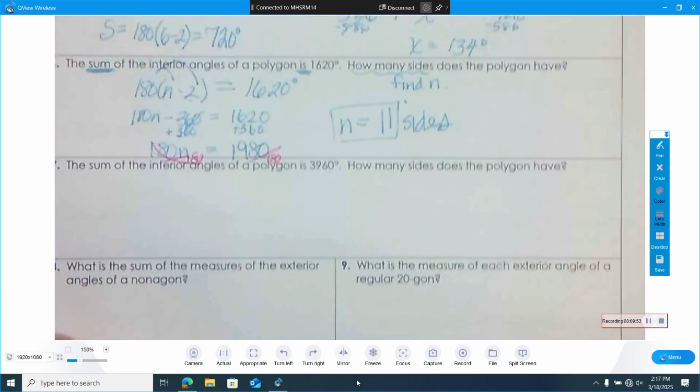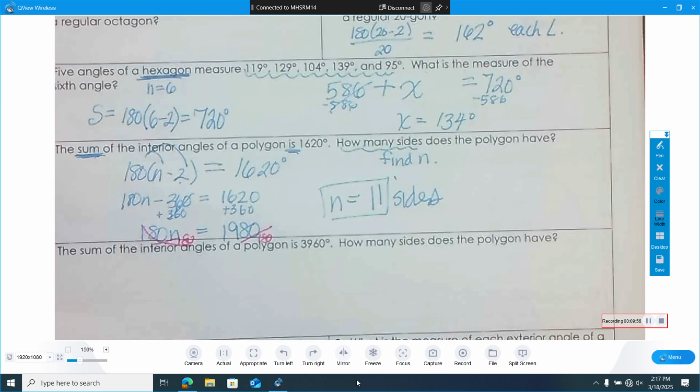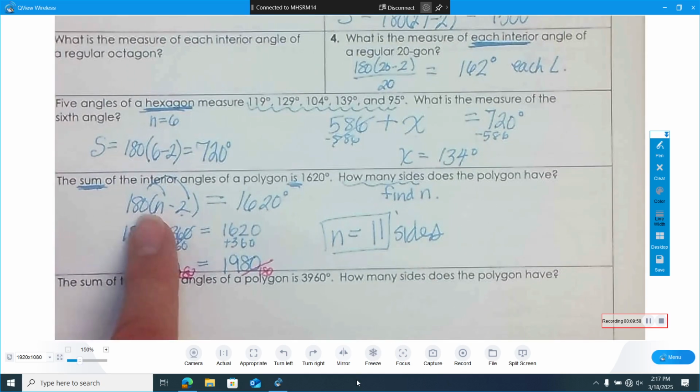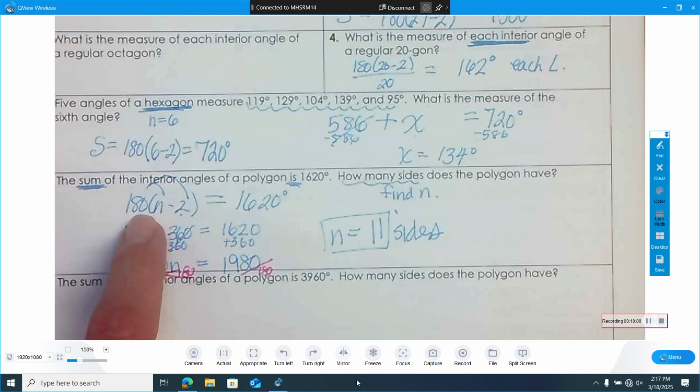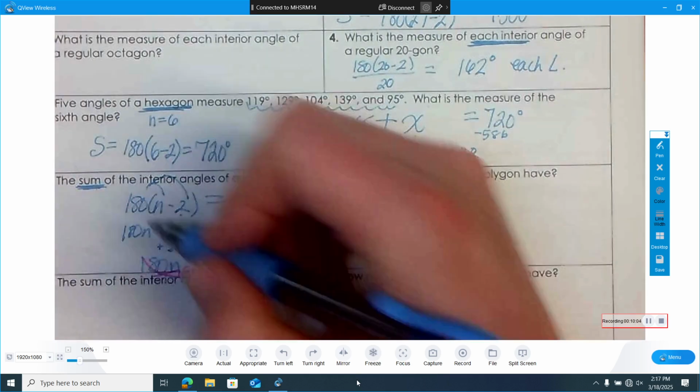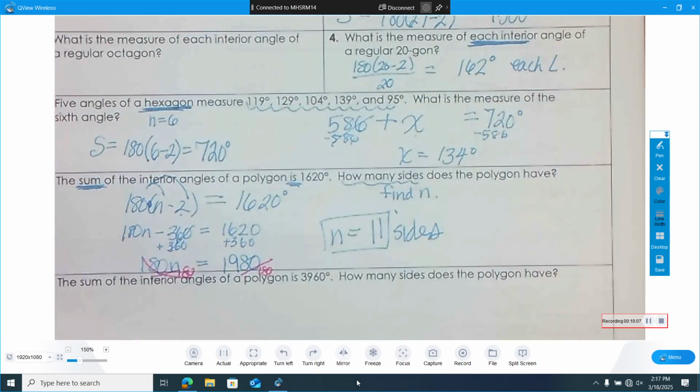Dividing by 180 is another way to do this. You can divide both sides by 180 first, because it's 180 times all the stuff. So you can get rid of the 180 much easier.